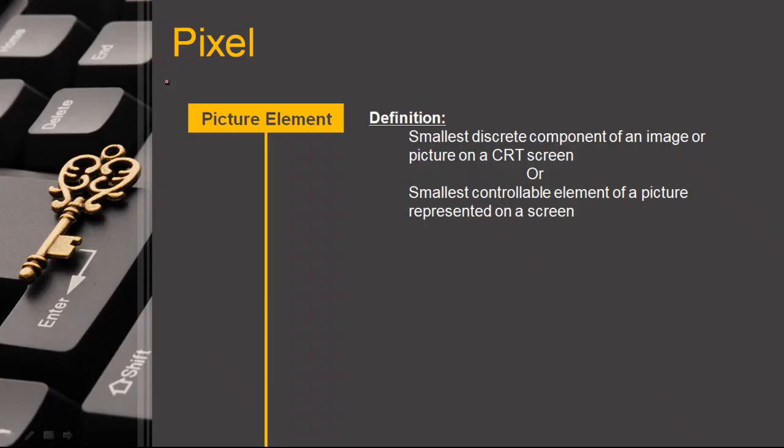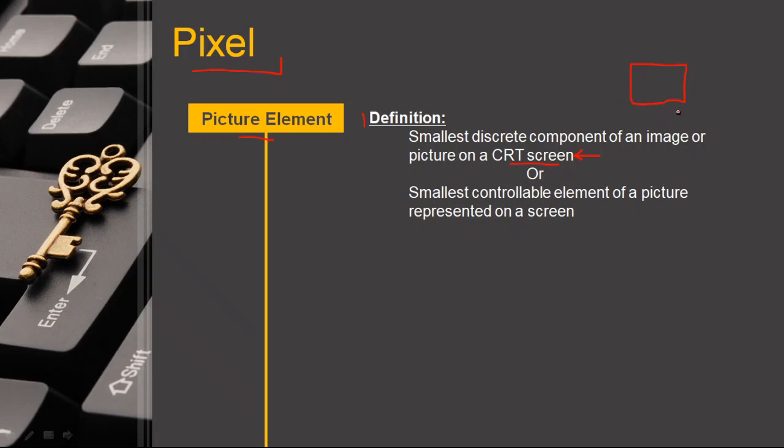Next come to the very important concept in computer graphics, and that's pixel. Pixel is also called picture element. And what's the definition of pixel? Smallest discrete component of an image or picture on CRT screen. Now what is CRT screen? We're gonna learn about it in our next lecture. For now, just imagine CRT screen as a screen on which an image is displayed.